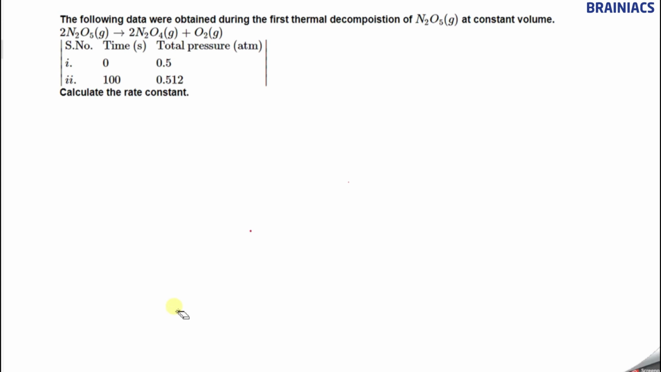The following data, okay, I will highlight it. The following data were obtained during the first order thermal decomposition of N2O5 at constant volume. 2N2O5 giving 2N2O4 plus O2. Now if you see here, initially the total pressure was 0.5. We know that this is due to the reactant N2O5. Now after 100 seconds, we could see that the total pressure increased to 0.512. We know that at that point of time N2O5, N2O4 and O2 are there.